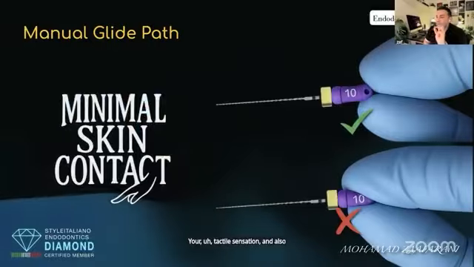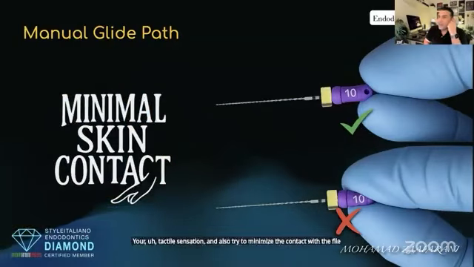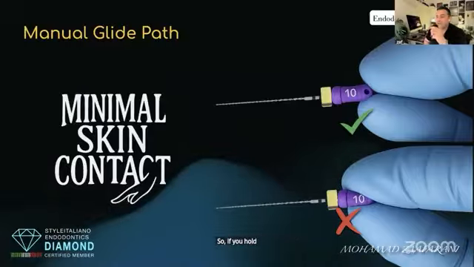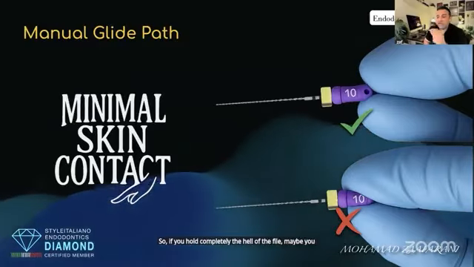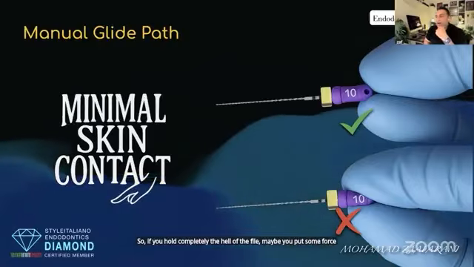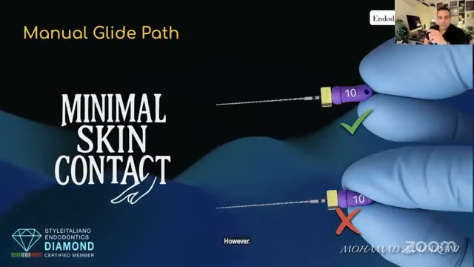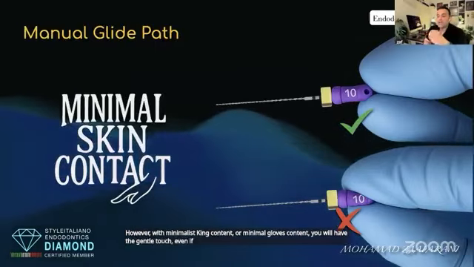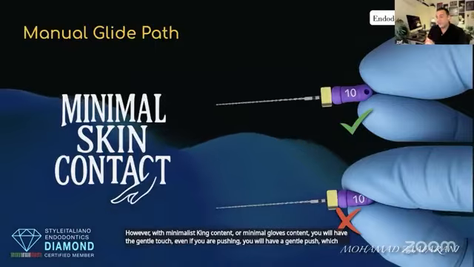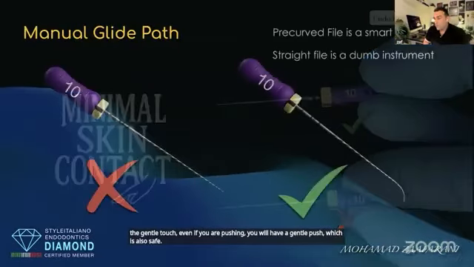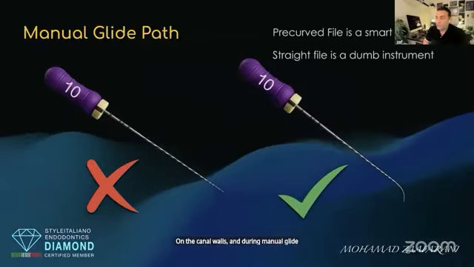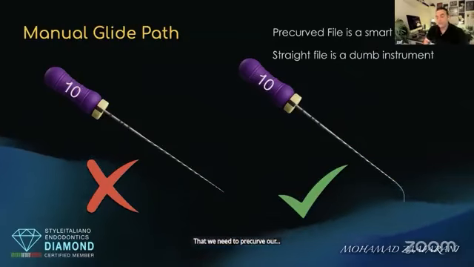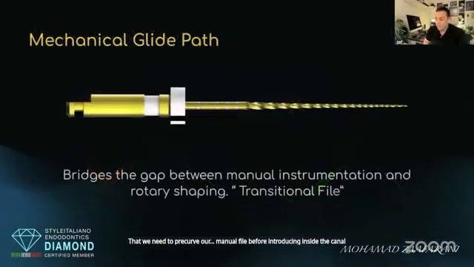And also try to minimize the contact with the file, because in endo, we don't need force. We don't need to push. If you hold completely the head of the file, maybe you put some uncontrolled force. However, with minimal skin contact or minimal glove contact, you will have that gentle touch. Even if you're pushing, you will have a gentle push, which is also safe on the canal walls. And during manual glide path, we need to remember to recurve our manual file before introducing it inside the canal. This is for a safer preparation.